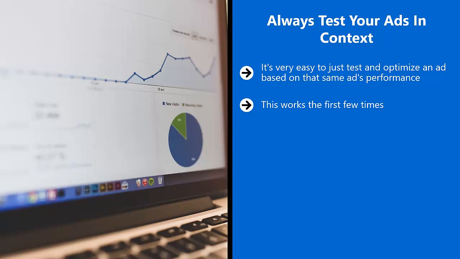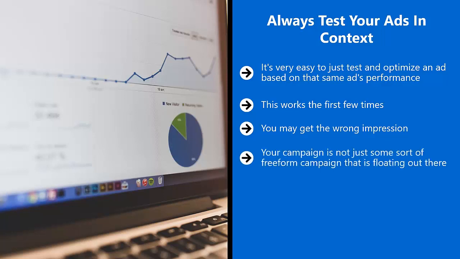Don't compare an ad set against itself. You may get the wrong impression. You may be thinking that you're doing really well, but it turns out that, historically, you're underperforming. This is why you have to always look at the context of your campaigns. Your campaign is not just some sort of free-form campaign that is floating out there. You must connect it with what went on before.